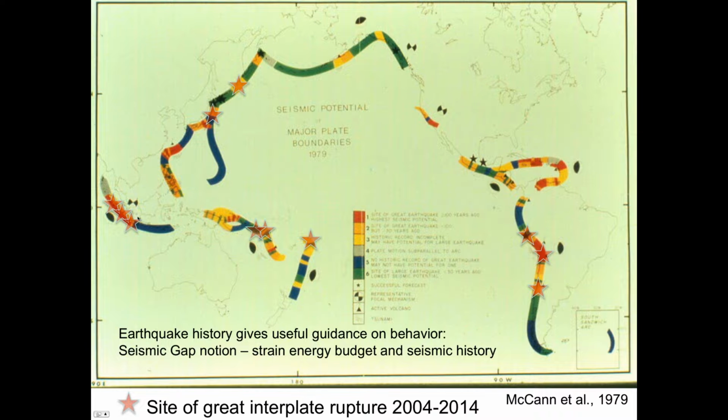Now, if you look at the red stars, this is where 11 of the recent 18 great earthquakes happened. And, you know, much as this seismic gap idea has been criticized as not having really high statistical value, the reality is it actually predicted or anticipates the locations of most of the recent very great earthquakes.